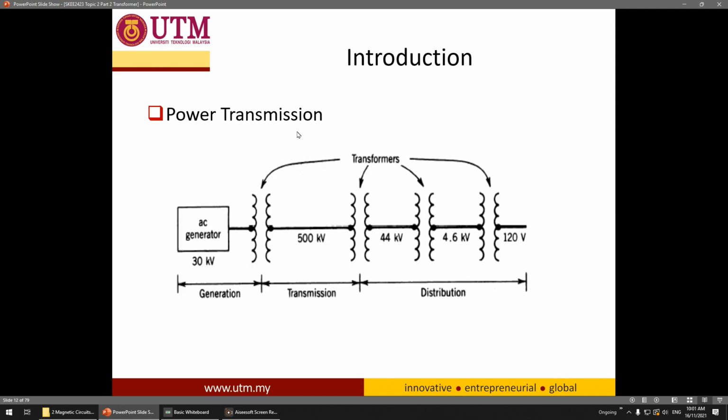Okay, this is a standard power transmission for Malaysia. You can see here the AC generation is around 30 kilovolt, and then the transmission is around 500 kilovolt, very high. Okay, so at distribution it will be reduced. So for this one, I think it's not in Malaysia, I think it's in the US. So different countries use different voltage levels.